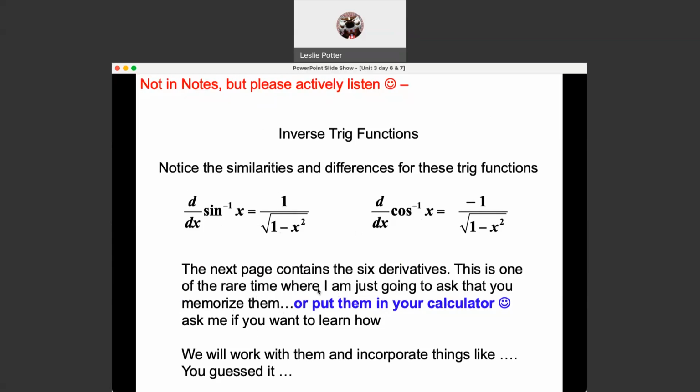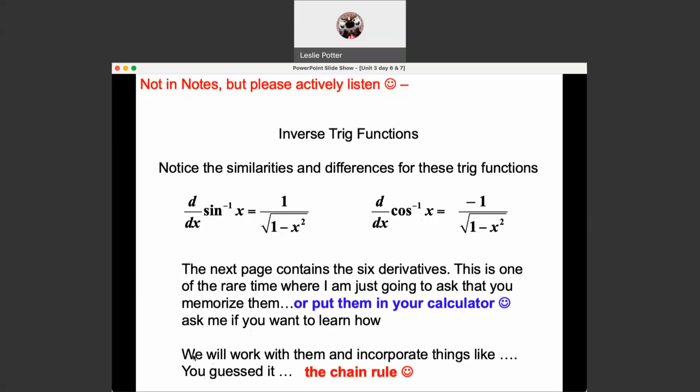Now, you can do a couple of things. This is the one rare time where I'm just going to ask you to memorize them, right? We're not going to go through and derive all 6 of them like we did with the trig functions. You can actually program these into your calculator using your program key. And if you want to learn how to do that, I can show that to you. Just let me know.